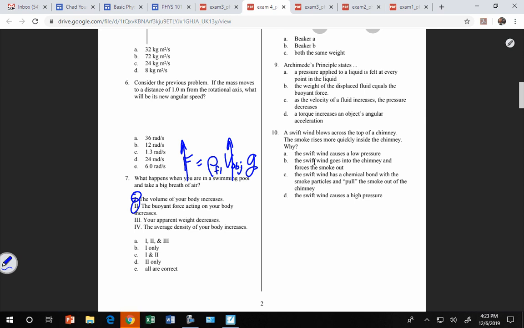Your apparent weight decreases. Remember, apparent weight is the difference between the weight and the buoyant force. And since the buoyant force goes up, that means your apparent weight decreases. You feel lighter when you take a big deep breath of air. That's why you float up in the pool. And the average density of your body increases. Well, density is mass over volume. And so if your volume goes up, that means that this actually goes down, right? Less dense things float, so that's not correct. So 1, 2, and 3.